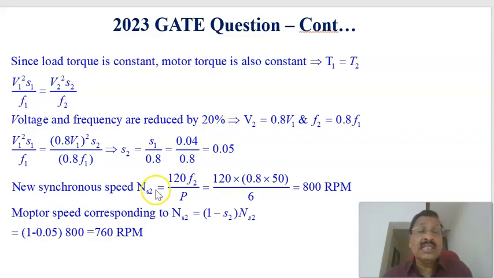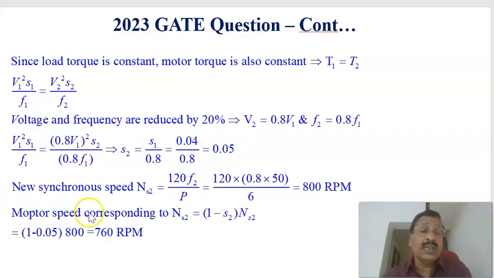Now the new synchronous speed, when the voltage and frequency are reduced, synchronous speed will be changing, which is equal to 120 F2 divided by P. 120 into frequency, now 0.8 times 50, divided by 6, equal to 800 rpm is the new synchronous speed. That is, when frequency is reduced by 20%, the new synchronous speed is equal to 800 rpm. Therefore, the slip is also given as 0.05.